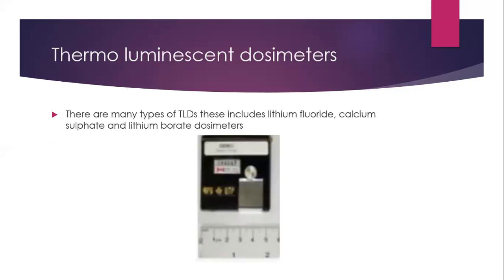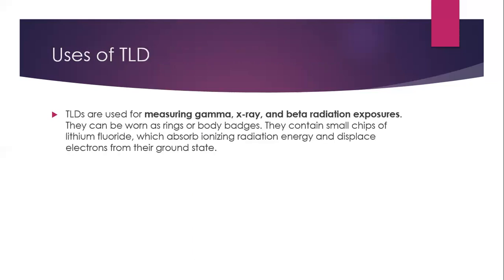There are many types of thermoluminescent dosimeters. These include lithium fluoride, calcium sulfate, and lithium borate dosimeters. Uses of thermoluminescent dosimeters. Thermoluminescent dosimeters are used for measuring gamma radiation, X-rays, and beta radiation exposures. They can be worn as rings or body badges. They contain small chips of lithium fluoride, which absorb ionizing radiation energy and displace electrons from the ground state.